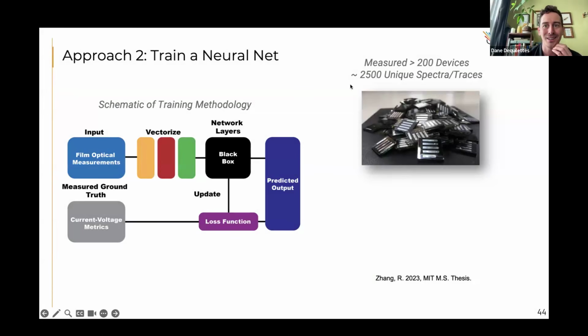Ricky and some members from Munji Blendy's group had fabricated over 200 devices. They came over to Optagon at Greentown, and we measured about 2,500 unique spectra and decay traces. Those were used as inputs, vectorized and put into a neural network training model that was used to predict the performance of the cell.